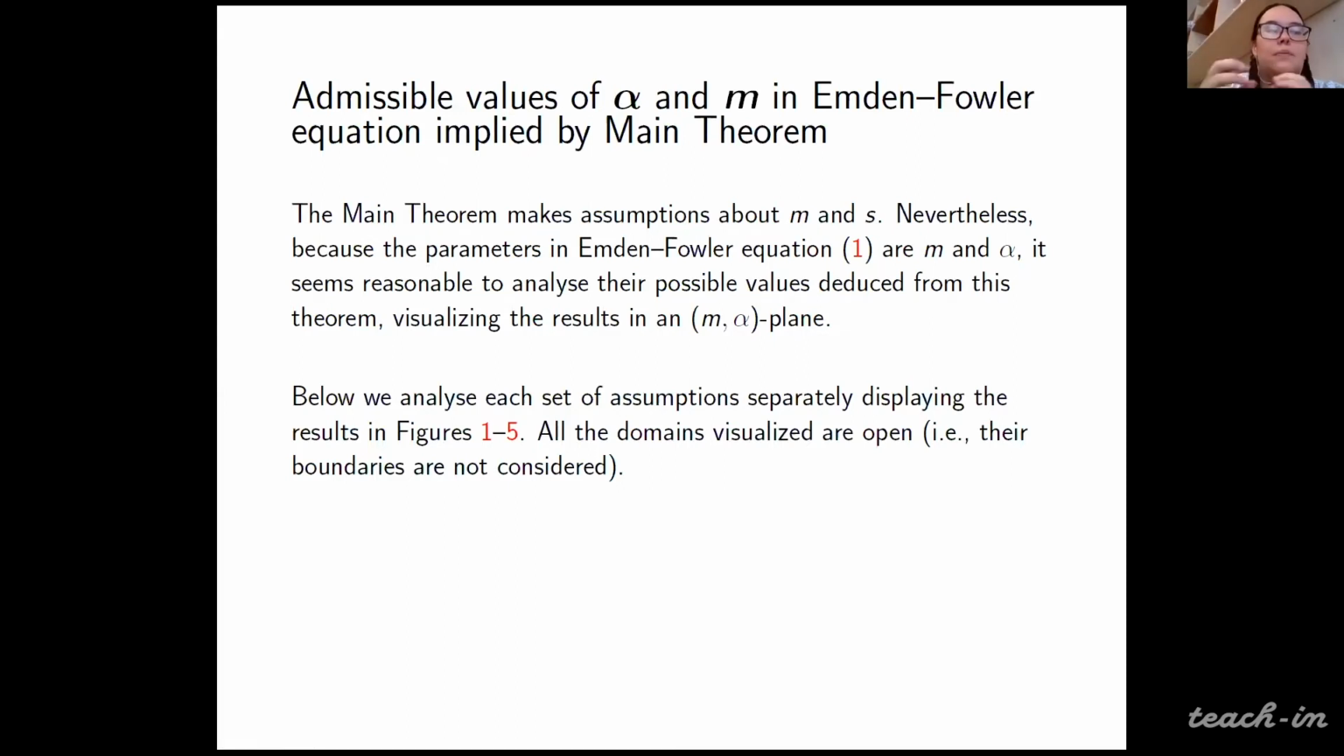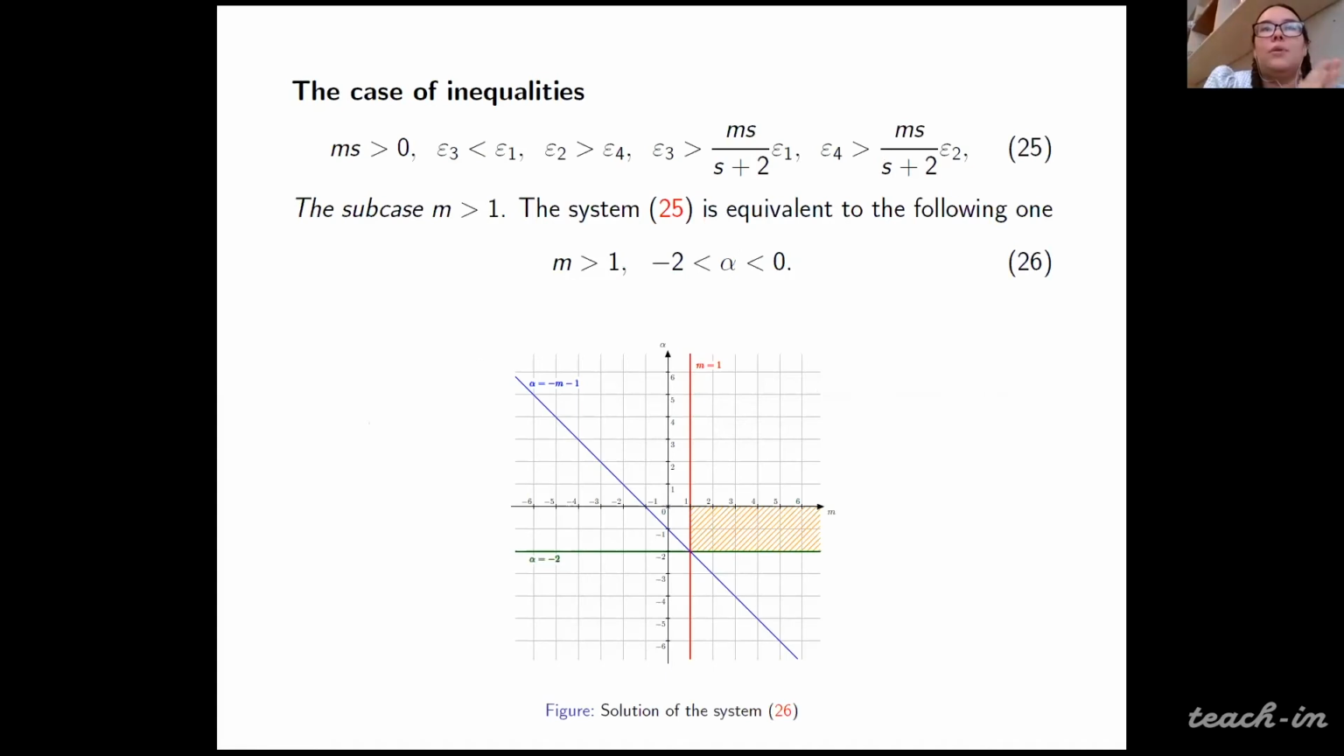A little below, when I will show you the pictures, the sets that we will show there will be open, so their boundaries will not be considered in these sets. When we try to solve the first system of inequalities, this system disintegrates into different cases according to the variable m. If m is greater than 1, then our system of inequalities, after some transformations, just turns into the following picture. So we will have only the inequalities that are mentioned in number 26.